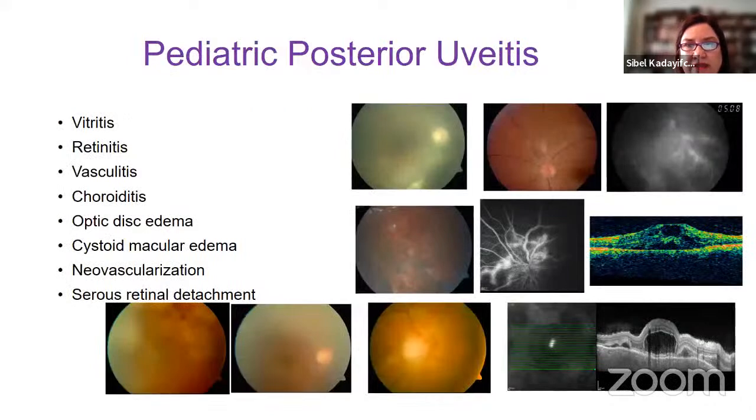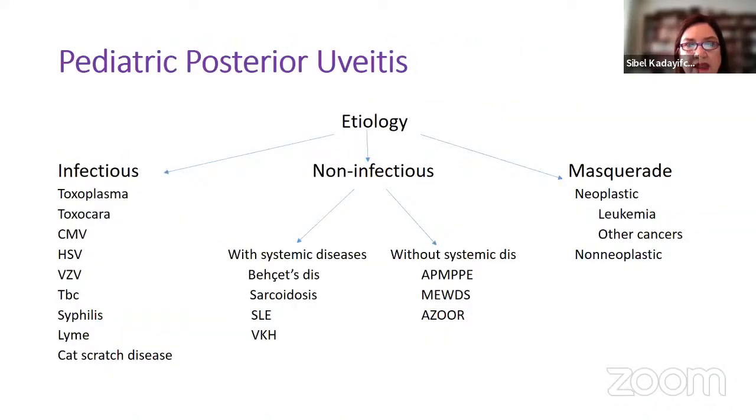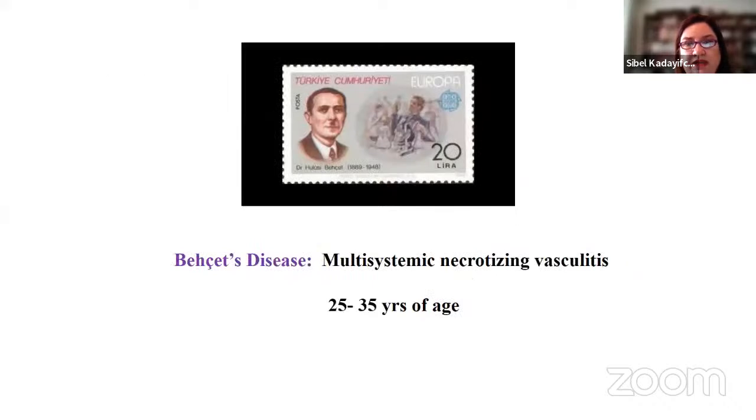Pediatric posterior uveitis has similar findings to adult posterior uveitis. The patients may come with vitritis, retinitis, vasculitis, choroiditis, optic disc edema, cystoid macular edema, neovascularization on disc or elsewhere, and serous retinal detachment. According to the etiology, we may divide it into three main groups: infectious cases, non-infectious cases, and masquerades. Non-infectious cases may be with systemic diseases, most of which will be covered by Lucia later, or without systemic diseases. Let's talk about Behçet's disease first, as we see most of these cases in Turkey.